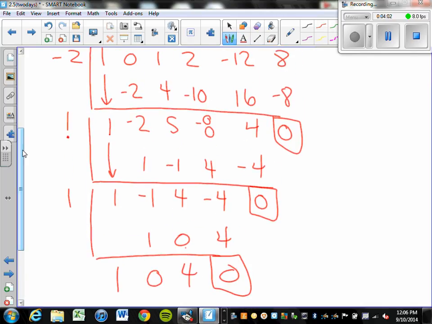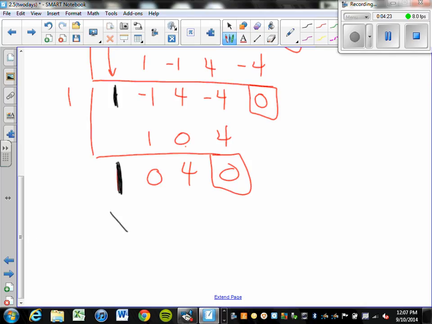And what did this start out as? This was the coefficient for x to the 4th. After the synthetic division, this is the coefficient for x cubed. I'm sorry, this was x to the 5th. This was x to the 4th. This is x cubed. This is the coefficient of x squared. So my final quotient from this division is x squared plus 4.